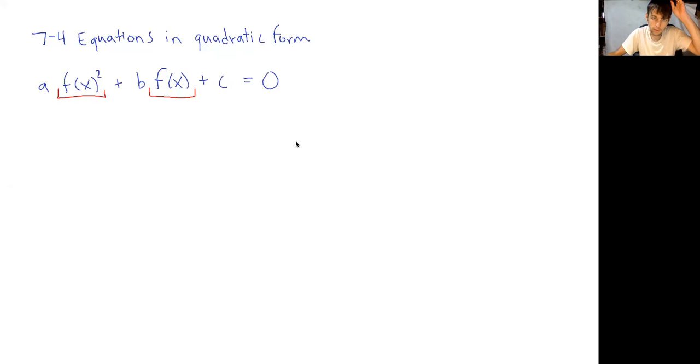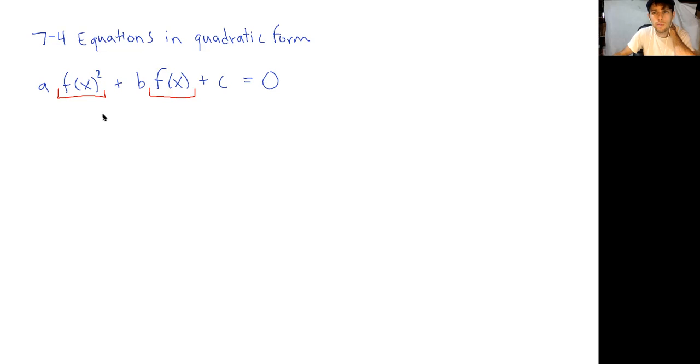All right, guys, so we're going to be doing 7-4 equations in quadratic form. So these are going to be some really special types of equations that have to follow this pattern here. Instead of being ax squared plus bx, the variable is being replaced by a function of x. And that function of x needs to be the same and follow the pattern of a normal quadratic. So the function needs to be squared here, to the first power here, and then no function right there.